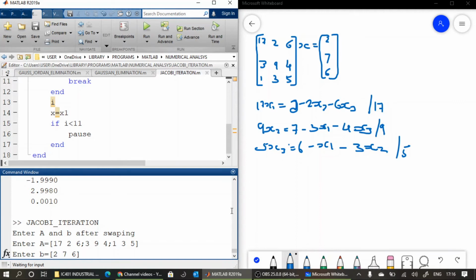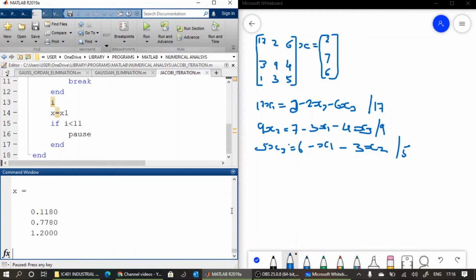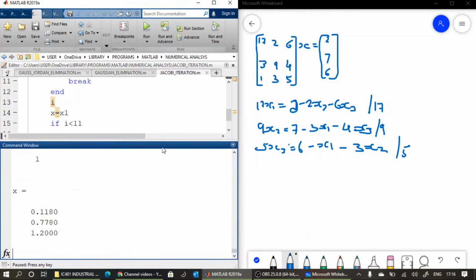Sorry, transpose, because that one is a column vector. So this is after the first iteration, after the second iteration, after the third iteration, after the fourth, fifth, sixth, seventh, eighth, ninth iteration, then this is the 10th iteration, right?